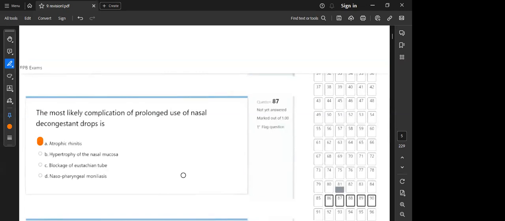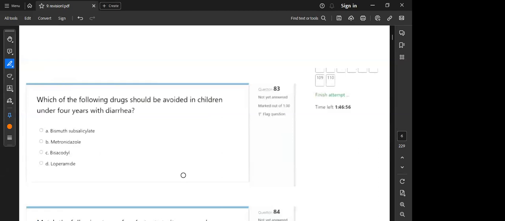So we can go to the next question. Which of the following drugs should be avoided in children under 4 years with diarrhea? Bismuth, metronidazole, bisacodyl, loperamide. I'm saying you can't give bismuth subsalicylate because it's derived from aspirin, so it can cause Reye's syndrome in children. It's only given to those more than 12 years old.